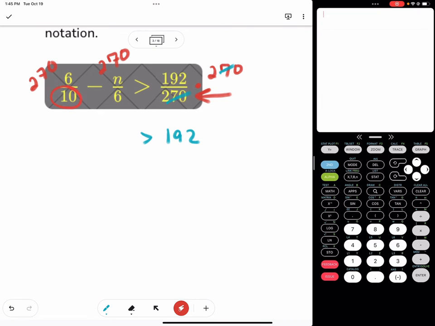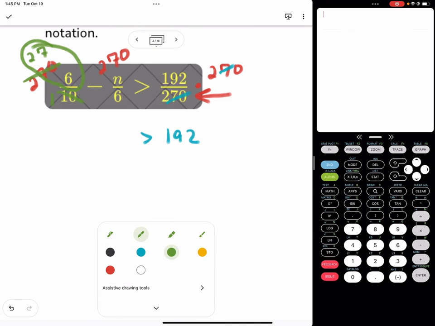But we're going to do the division first. I'm going to divide 10 into 270 to simplify that fraction. 10 goes into 270 27 times. So I no longer have a denominator. My denominator is just 1. So now I've just got 27 times 6 on top.